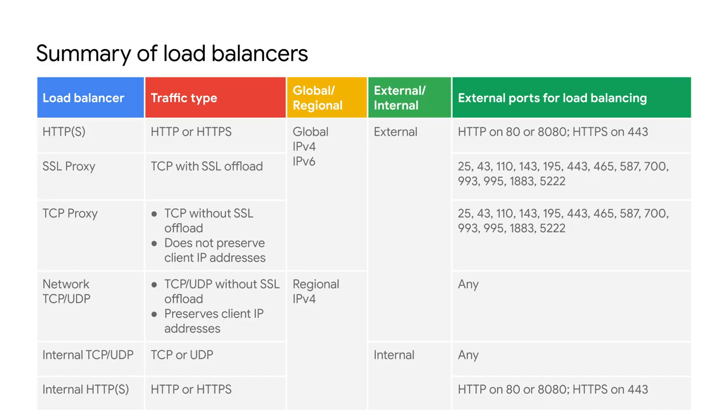If you prefer a table over a flowchart, I recommend this summary table. This table helps you identify the right load balancer based on the traffic type, the distribution of your backend, global or regional, and the type of IP addresses of your backend, external or internal. This table also lists the available ports for load balancing and highlights that only the global load balancers support both IPv4 and IPv6 clients.